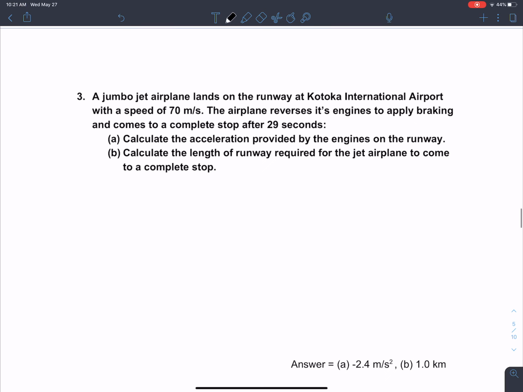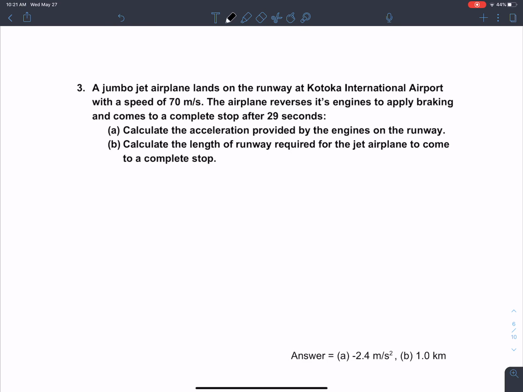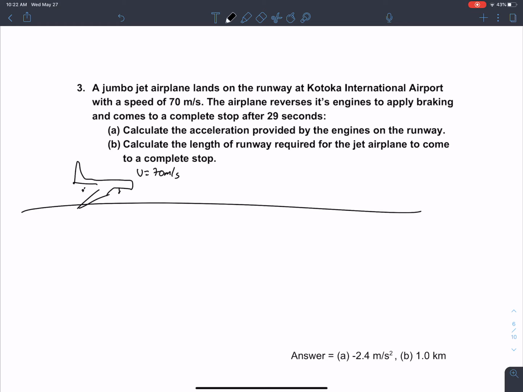Okay. A jumbo jet airplane lands on the runway at Katoka International Airport with a speed of 70 meters per second. The airplane reverses its engines to apply braking and comes to a complete stop after 29 seconds. A, calculate the acceleration provided by the engines on the runway. Okay, so here's my airplane, and it has an initial velocity of 70 meters per second, and then it comes to a stop at T is equal to 29 seconds.